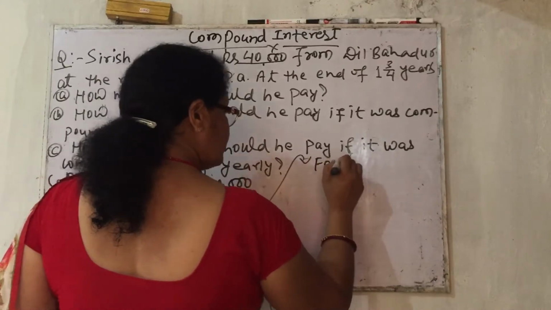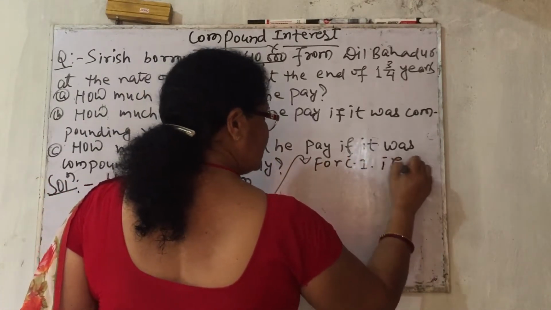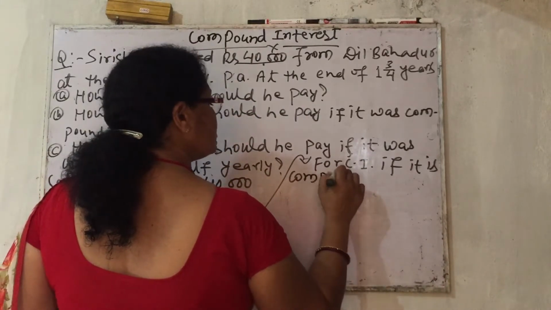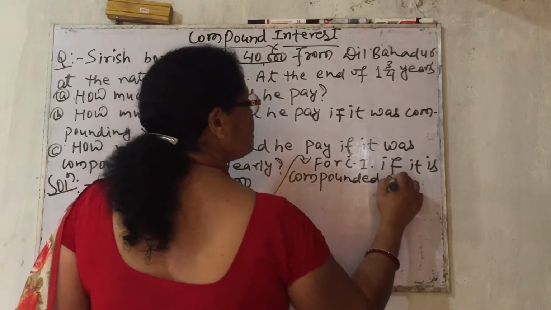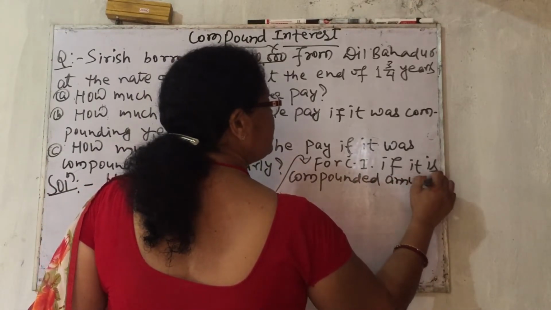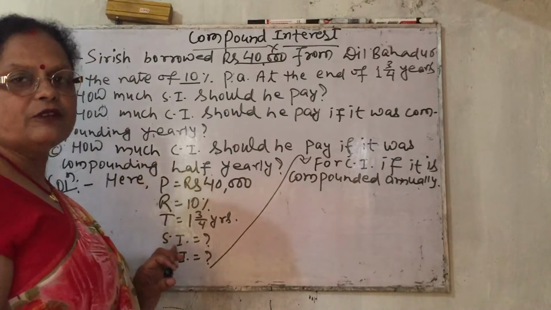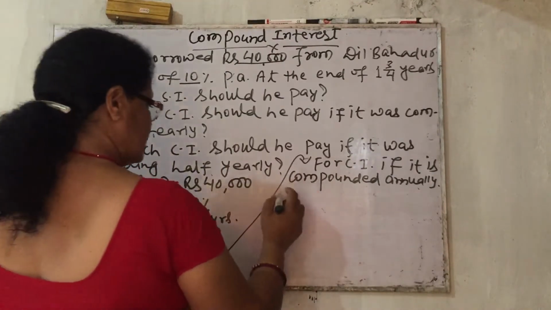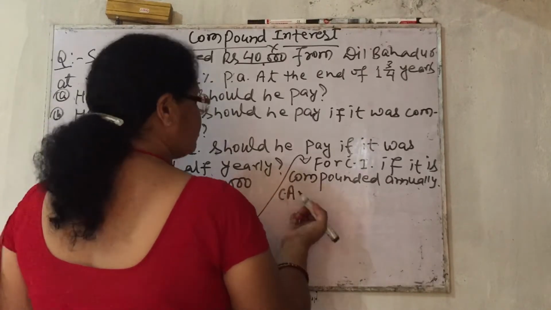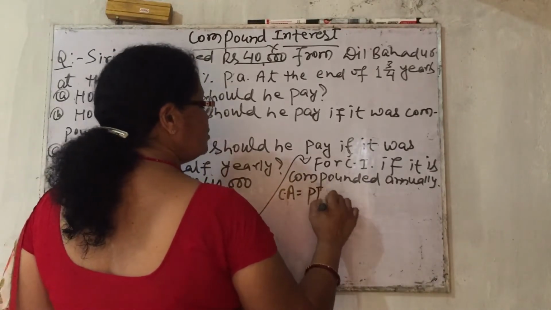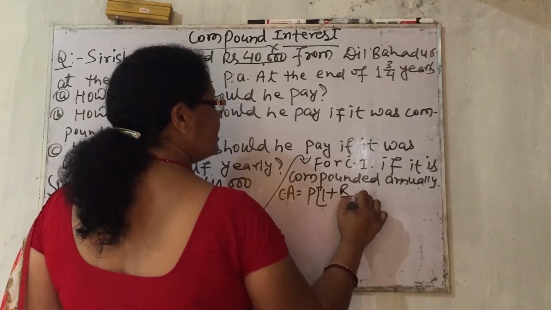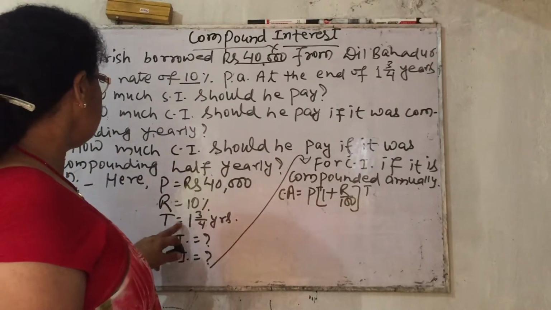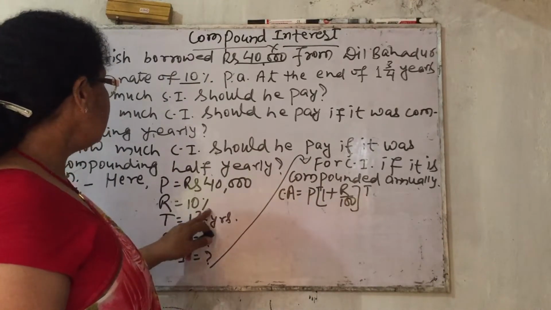For CI, if it is compounded annually. If it is compounded annually, then how to find out? How to find out this? CA I am finding out first. CA equal to P into (1 plus R by 100) to the power T. And here we have T equal to 1 year and 3 by 4.